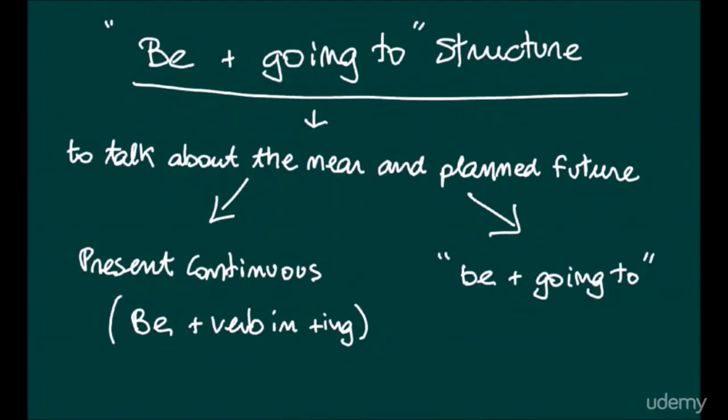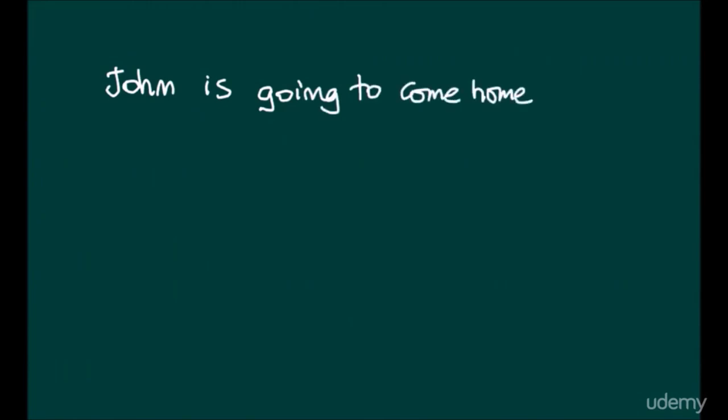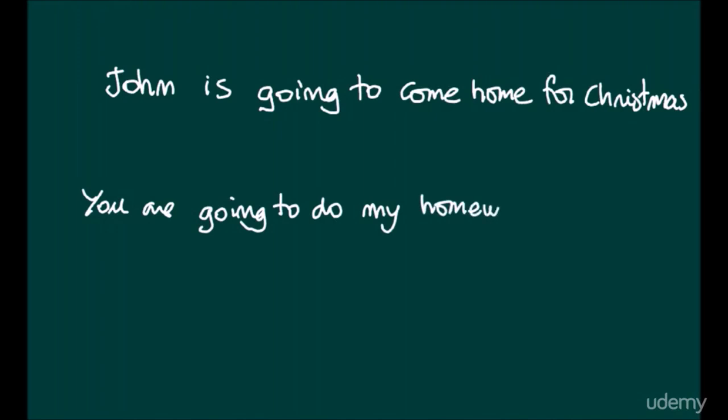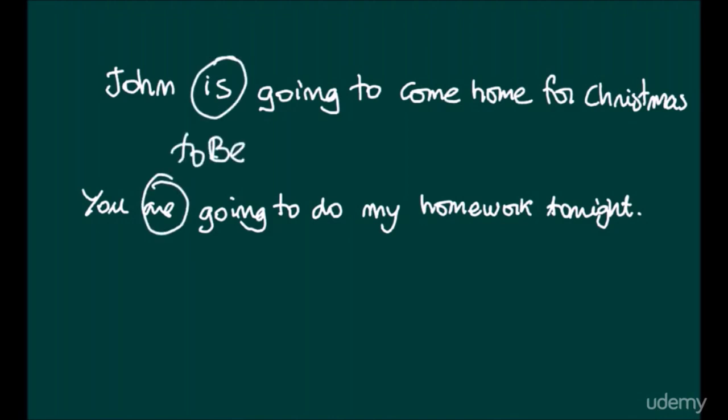Let's look at some examples. John is going to come home for Christmas. You are going to do homework tonight. As we have a verb to be, the negative sentences and questions are created with the verb to be. The negatives are: John isn't going to come home for Christmas. You aren't going to do homework tonight.